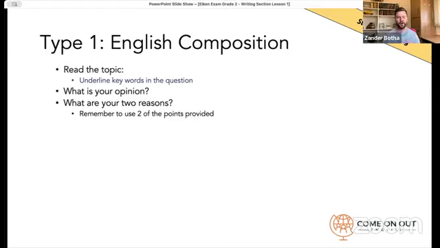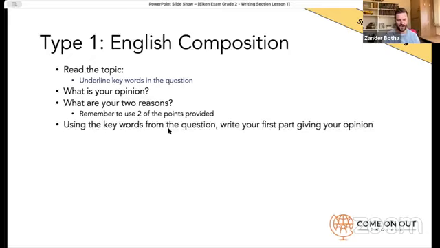So what do I believe? Why do I think that? And give 2 reasons from the 2 points. Then, once you know what your opinion is, you know why it is your opinion, then you need to start writing.